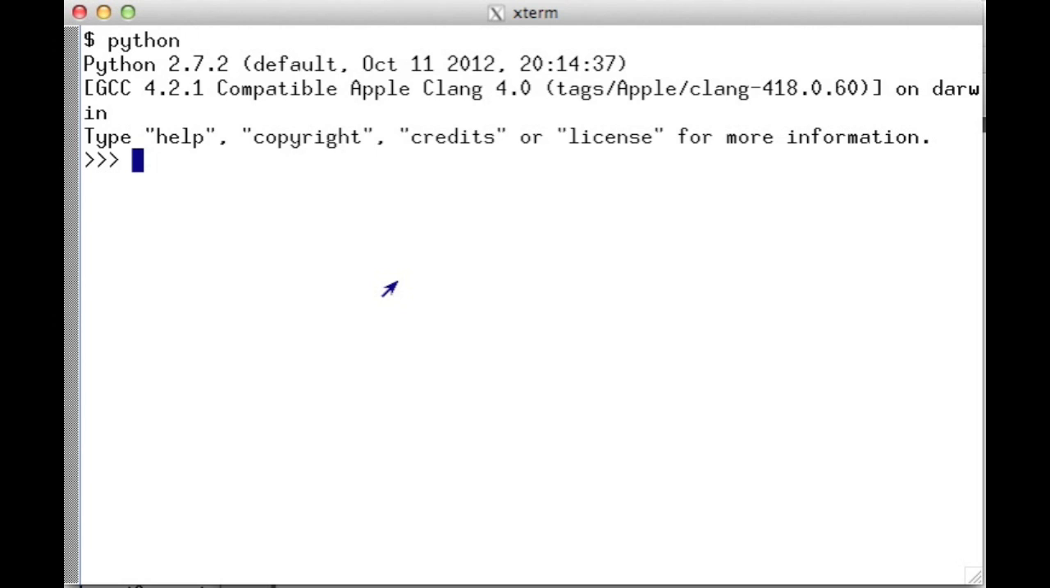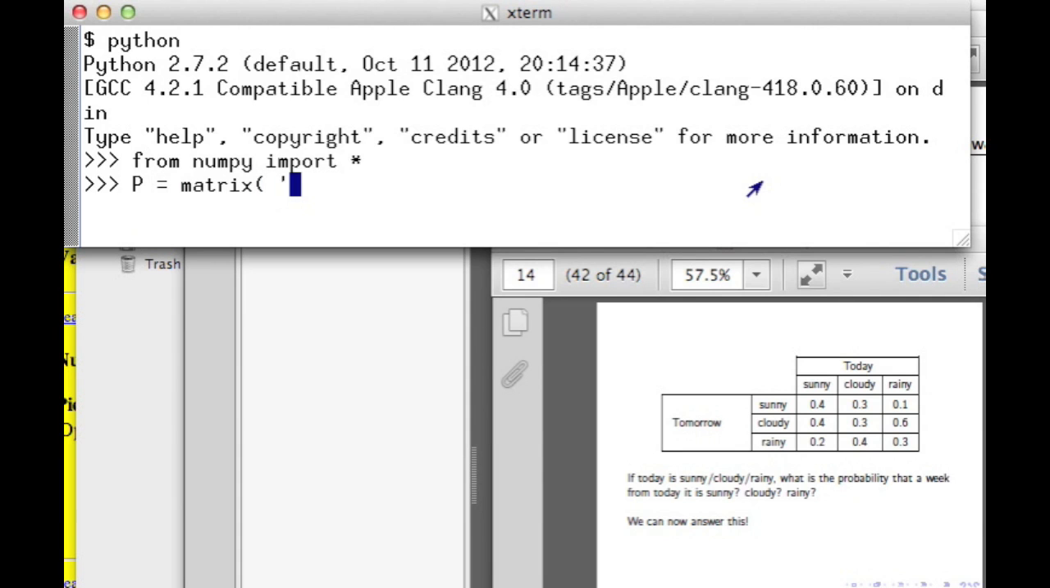What we have here is a terminal session. In this terminal session, I'm going to start up Python. Okay, so let's import NumPy. Okay, so let's enter our transition matrix P. P is going to be a matrix. So what are the entries for our matrix? 0.4, 0.3, 0.1, that's the first row, 0.4, 0.3, 0.6, that's our second row, and 0.4, 0.2, 0.3, which is our third row.